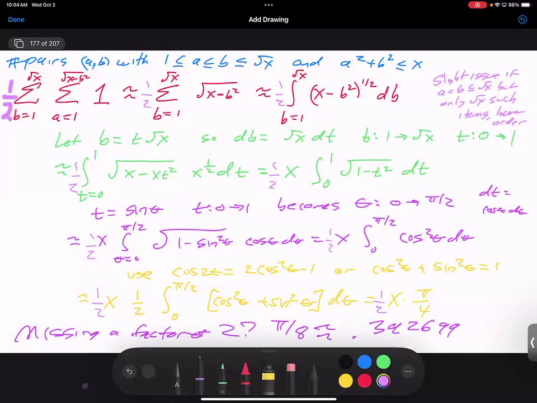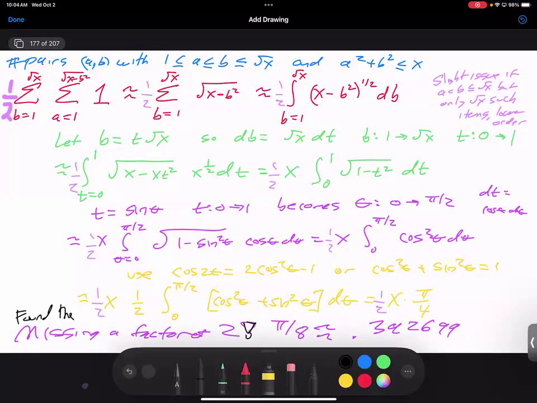I can no longer erase that, unfortunately, for some reason. So I'll say found the missing factor of 1/2. I'll make that into an exclamation point. So it's pi over 8, which is about 0.392699.